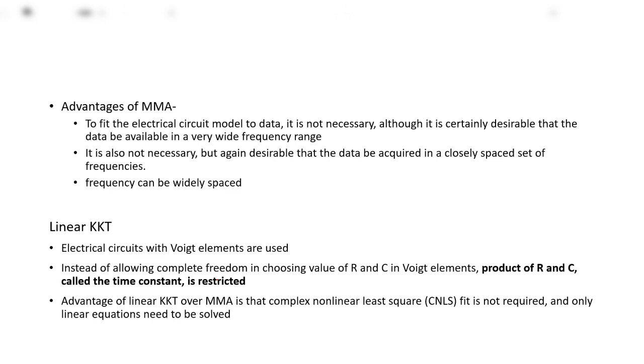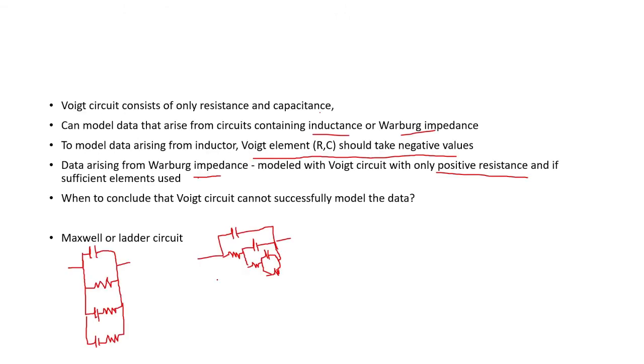Can you just go to the previous slide? Whatever the three or four conditions you have mentioned, are they applicable only to the Voigt circuit, or equally applicable to the Maxwell and ladder circuit also? Let's say we would like to model data arising from an inductor. Then we should take R and C negative. Is that only for the Voigt circuit? For Maxwell and ladder, should we also take negative values for R and C?